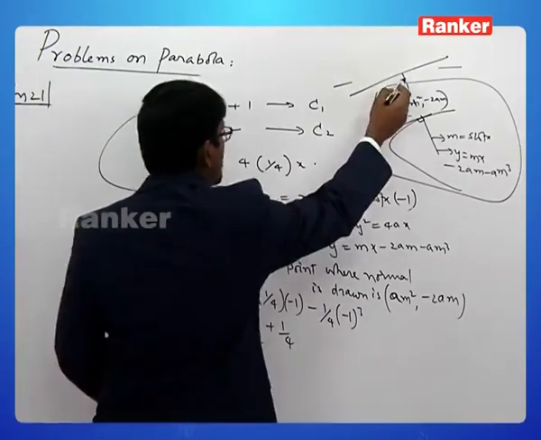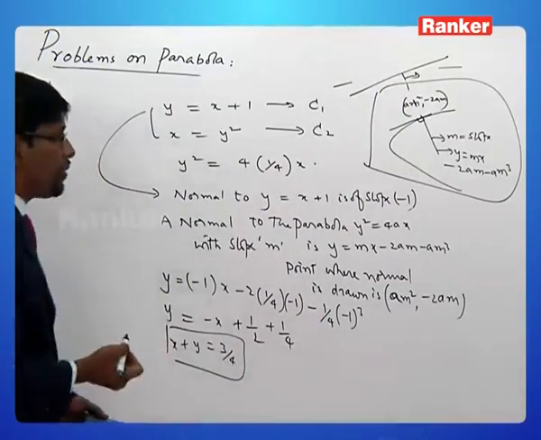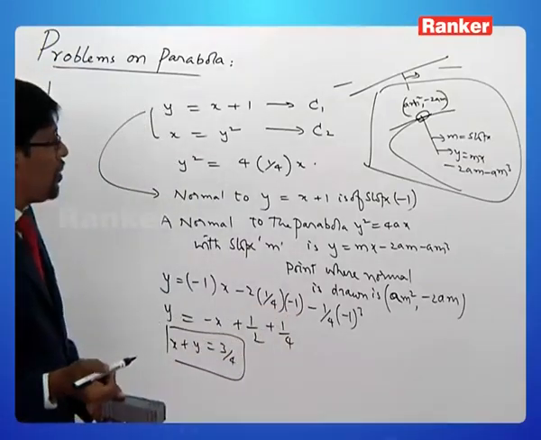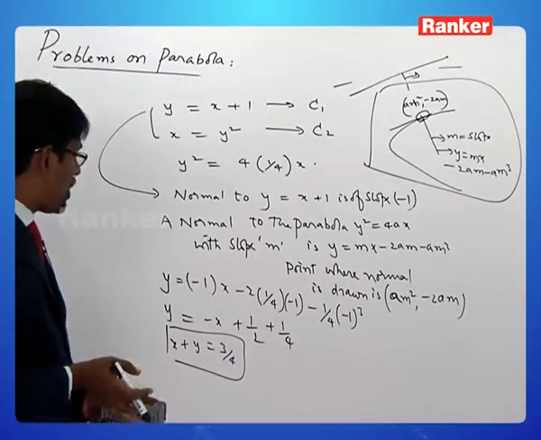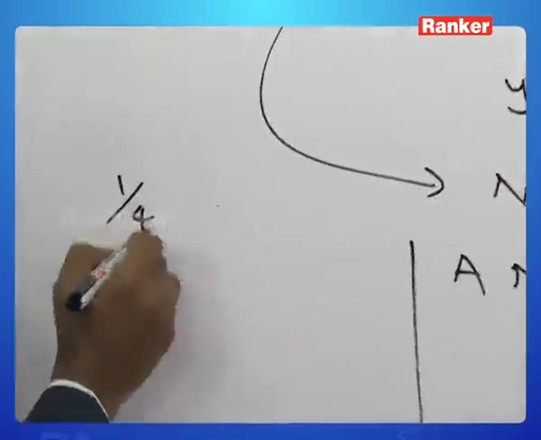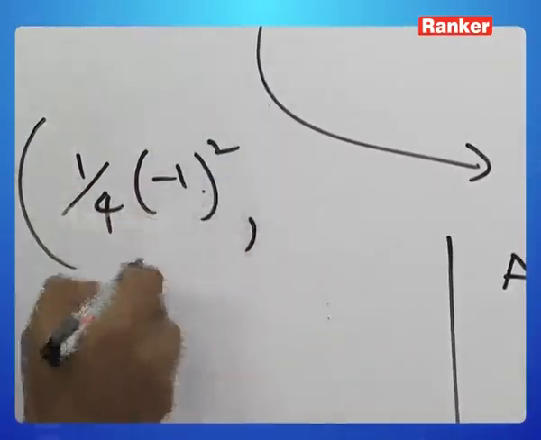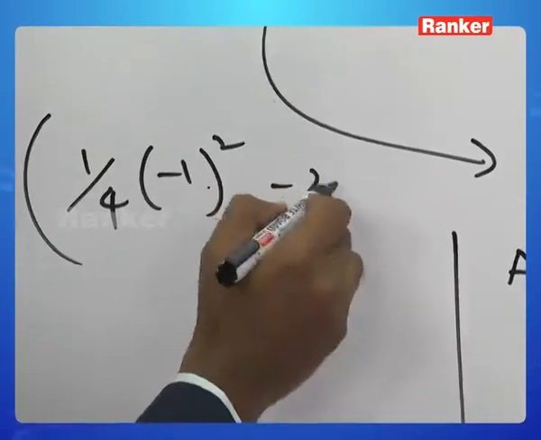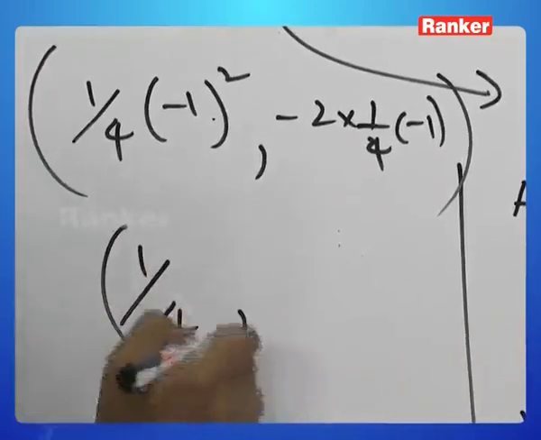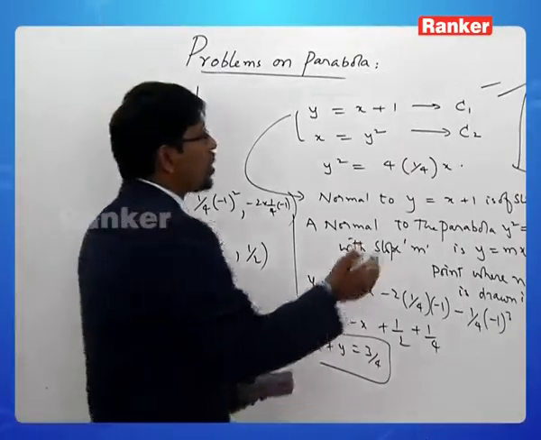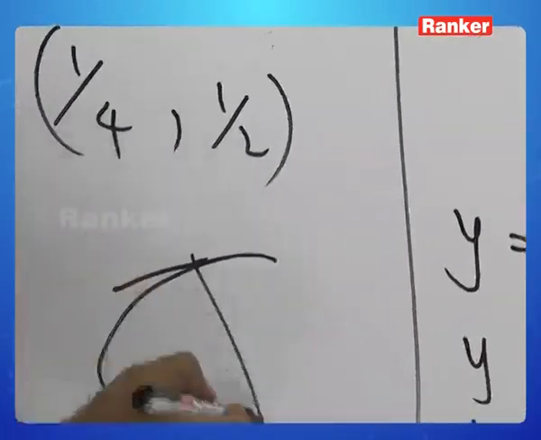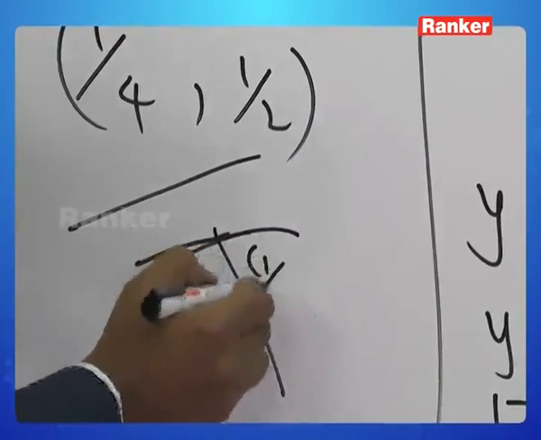Okay, this common normal is given by x plus y is equal to 3 by 4, and this point that you have here, what is that point? It's (am², -2am). So 1 by 4 into (-1)², comma, -2a, that is 1 by 4 into -1. So that makes it (1/4, 1/2). So the point from where the common normal is drawn is 1 by 4 comma 1 by 2.